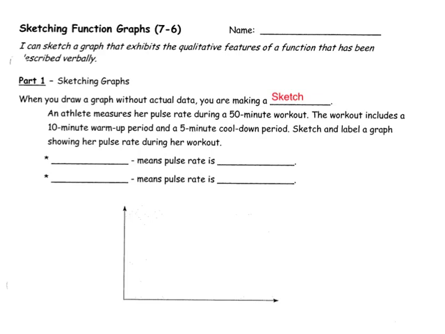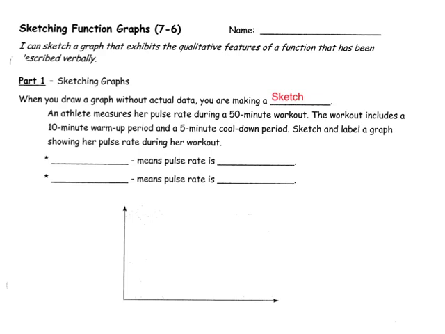An athlete measures her pulse rate during a 50-minute workout. The workout includes a 10-minute warm-up period and a 5-minute cool-down period. Sketch and label a graph showing her pulse rate during her workout.